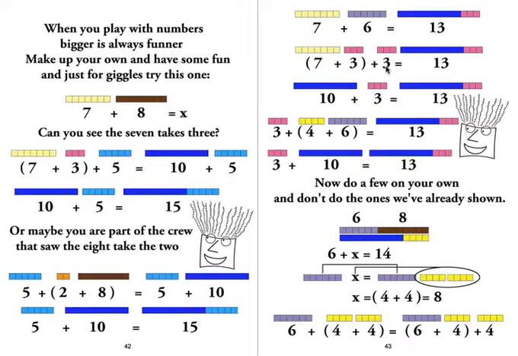Now do a few on your own, and don't do the ones we've already shown. So 6 and 8, 14. And now we can start playing with x. Well, 6 plus what needs to be 14? Well, can we see we need 4 and 4 more? Makes it very clear what we're doing here. Using the add-ins to do problem solving and keep it simple.